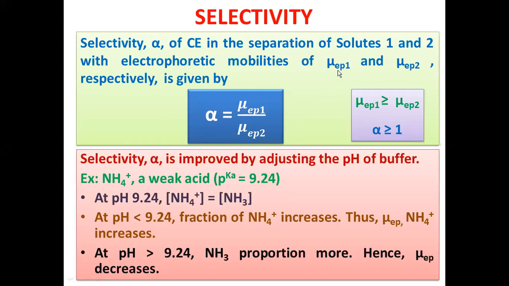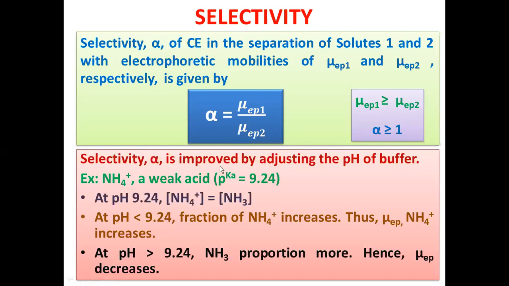So assume two solutes are going to be separated by electrophoretic technique using a capillary tube. How do we express the selectivity? That is expressed by using this expression. Alpha is the ratio of nu EP1 to nu EP2, where nu EP1 is the electrophoretic mobility of solute 1, which is migrating with a greater velocity, and nu EP2 is the electrophoretic mobility of solute 2, which is moving with a lower velocity when compared to the electrophoretic movement of the first solute. Therefore, the alpha value can be expected always greater than or equal to unity.